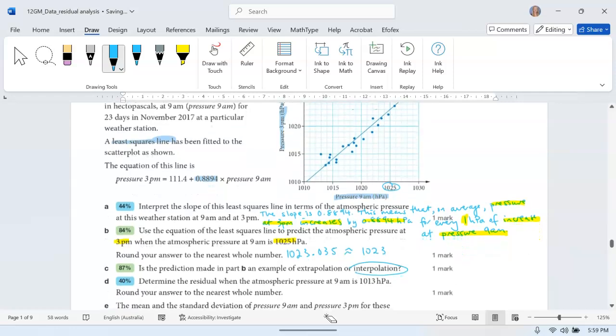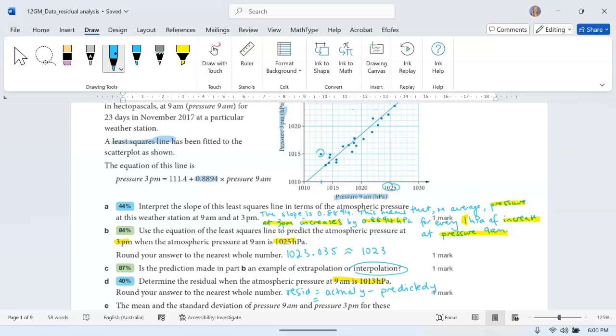Determine the residual when the atmospheric pressure at 9 a.m. is 1,013 hectopascals. Round your answer to the nearest whole number. This was 40%. That is really strange for a residual. So your residual equals your actual Y minus your predicted Y, which might help. So for 1,013, I can find that here. I can't read it off my graph, but I can see this actual value is 1,015. Sometimes you're given it in a table.